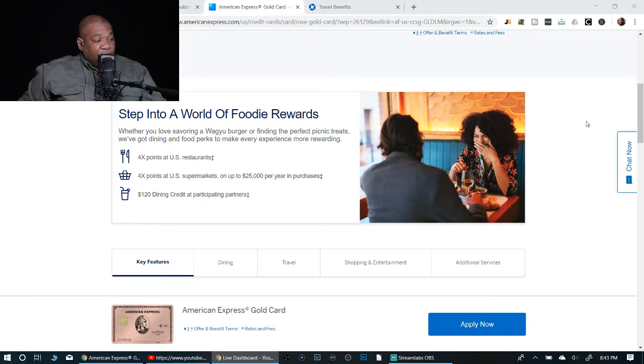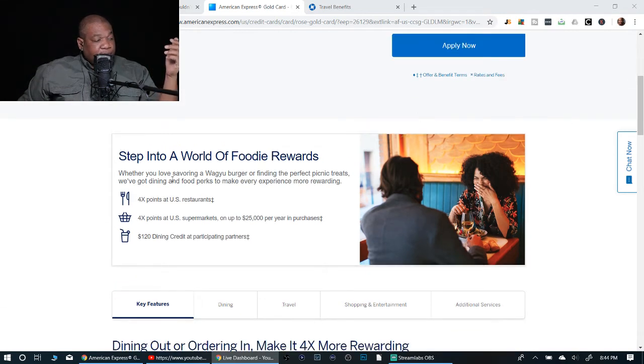But the real big benefit of this card is the 4 times at supermarkets. It's hard to find a card that's going to give you that value. In the Chase ecosystem, if you have the Chase Freedom card, they have the rotating categories, and you'll have the opportunity to get 5 times back at supermarkets for like a 3-month period, which is really good. But they cap it, so there is a cap on it.